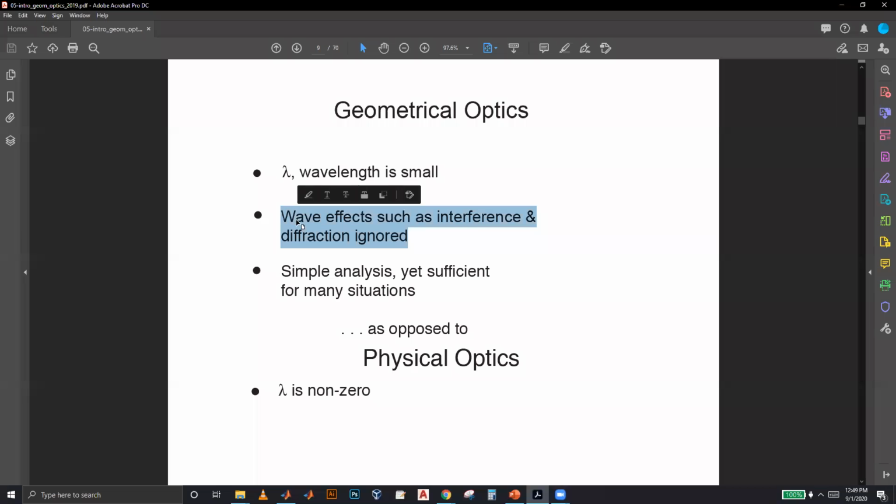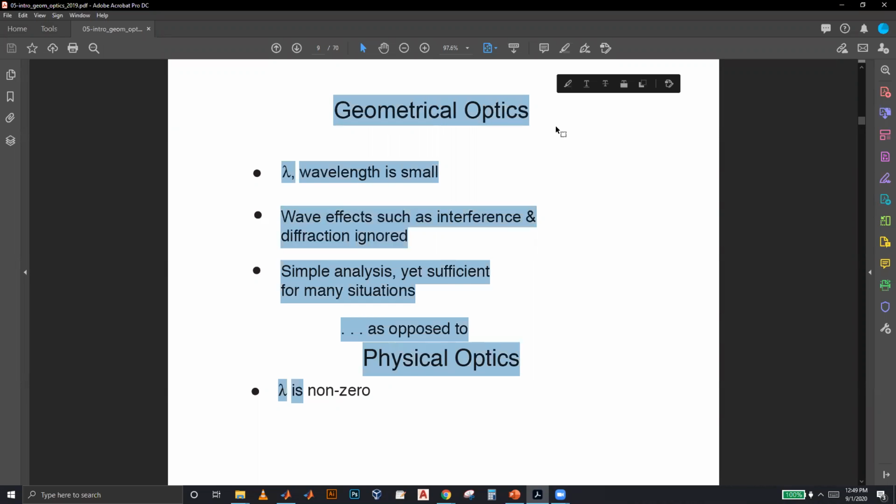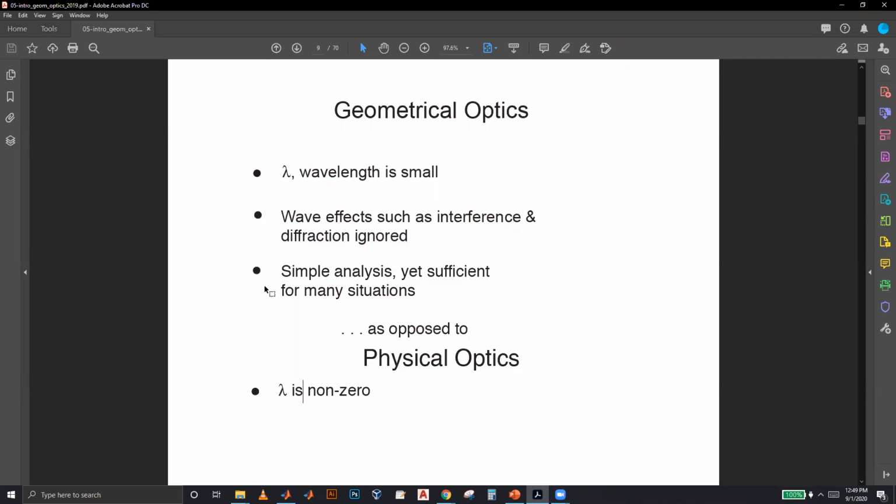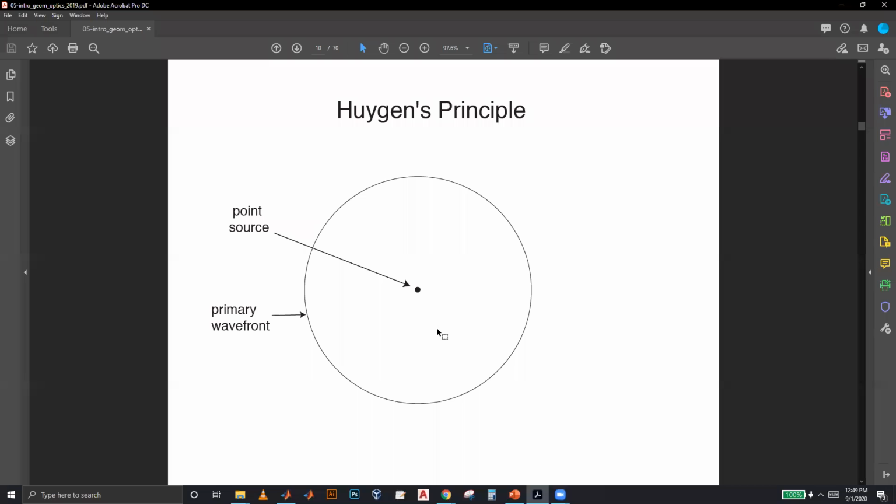So we'll ignore those. But geometric optics is very useful for everyday things like big optical systems such as telescopes, cameras, microscopes, and all these things. So it covers a wide range of devices that we come across every day. Geometric optics is a very powerful tool, and it's simple and sufficient for most situations. Okay. So going forward, any questions up till here?